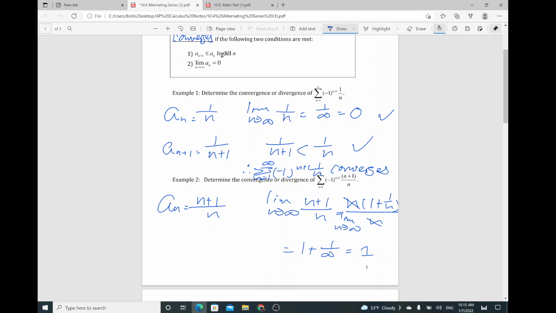According to the satisfying condition here, for condition number 2, the limit of a sub n as n approaches infinity must be 0. But according to what we found here, it's 1. Therefore, the series automatically diverges. Again, one of those conditions fails, so that means the entire series diverges.